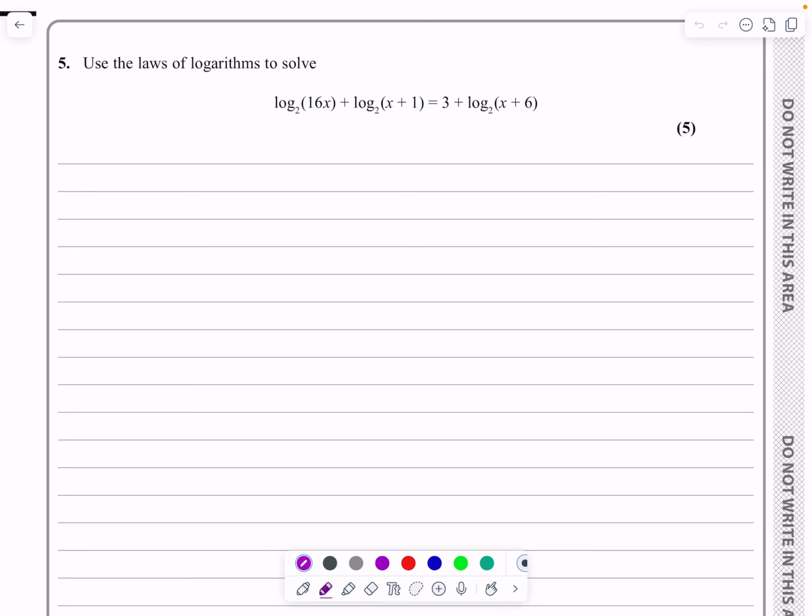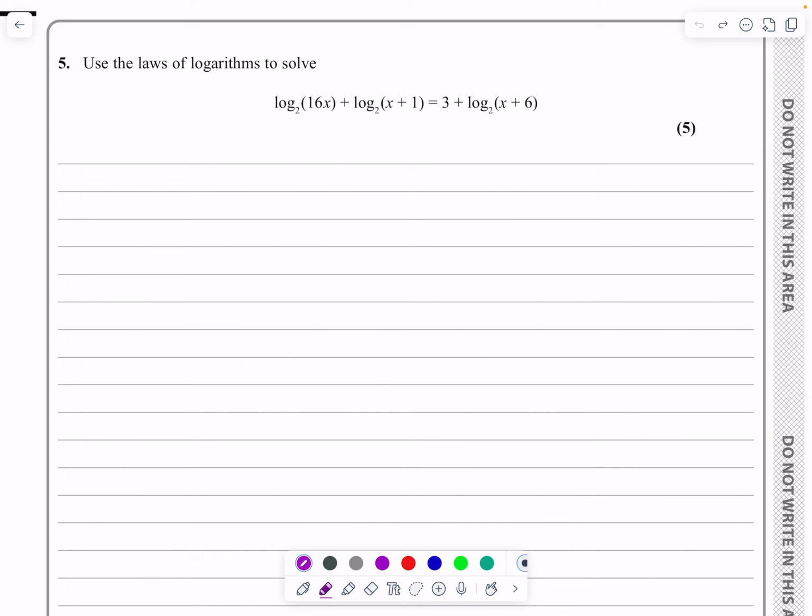Okay, this is the P2 paper from June 2023. This is question number 5. As we can see by looking at this, it's an exponentials and logarithms question, in particular laws of logarithms, and we're going to be solving equations. So let's have a look and see what they've given us.